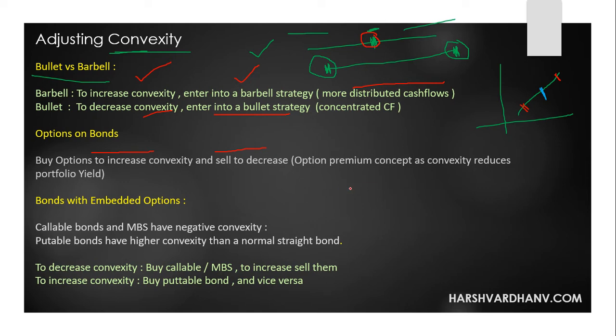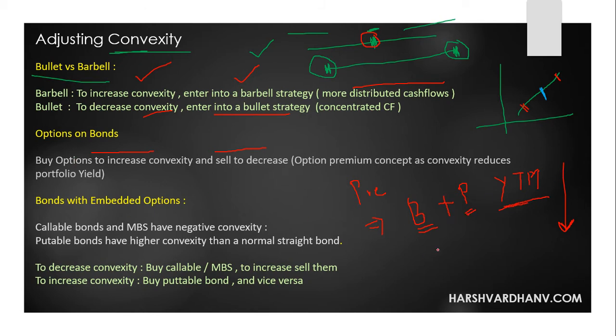Now, what happens when you buy an option? What do you pay? You pay a premium. So, what is your outflow? Your outflow is your bond cost plus the premium. So, if you are going to pay anything above the price, what is going to happen to your yield? Your yield is going to go down because you are going to pay more for this. But why is the yield going down? Because you have a protection.